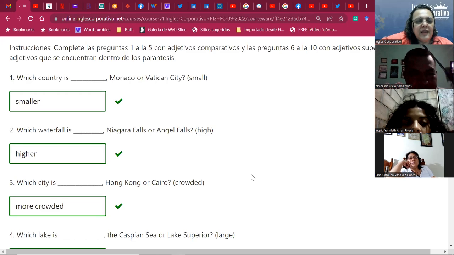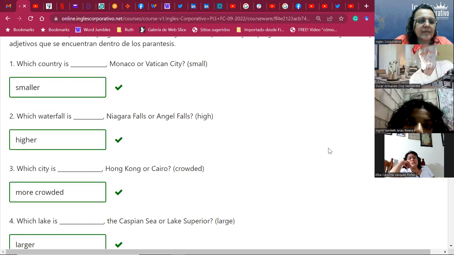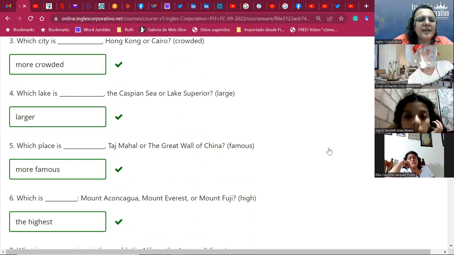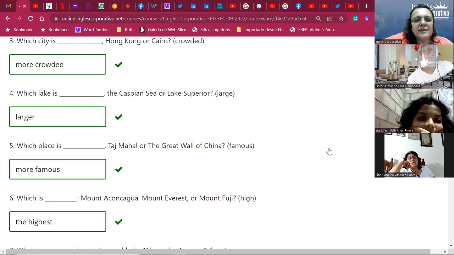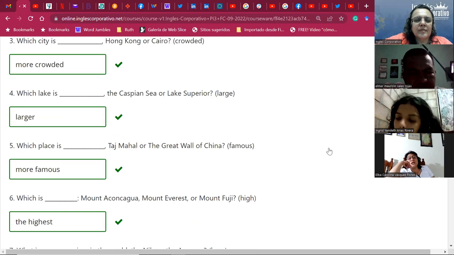Which city is more crowded, Hong Kong or Cairo? Which lake is larger, the Caspian Sea or Lake Superior?